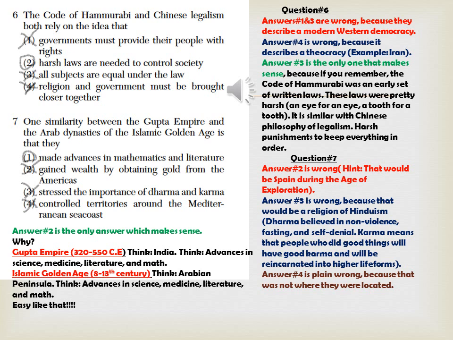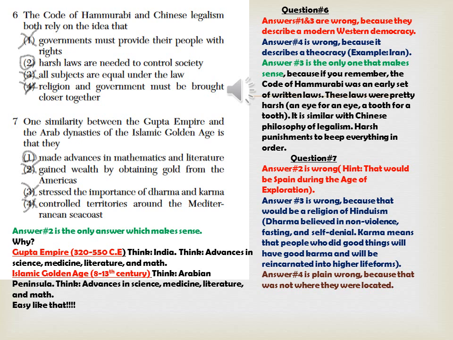So answer number 2 is wrong, because that would be Spain during the Age of Exploration. If you remember, Spain got a lot of gold from the New World. Answer number 3 is wrong, because that would be the religion of Hinduism. And if you remember, dharma believed in non-violence, fasting, and self-denial, and karma means that people who did good things will have good karma and will be reincarnated into higher life forms, because reincarnation played a big role in Hinduism.